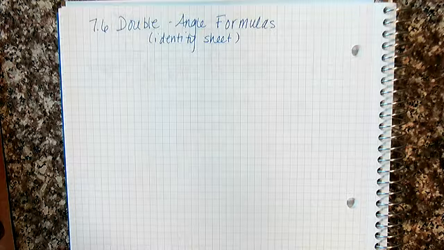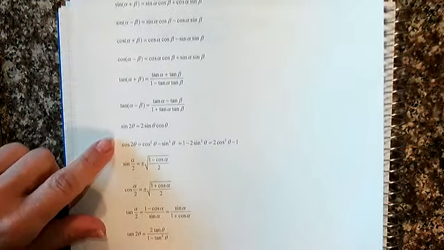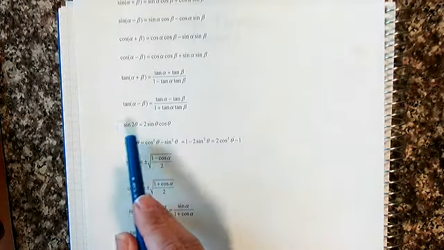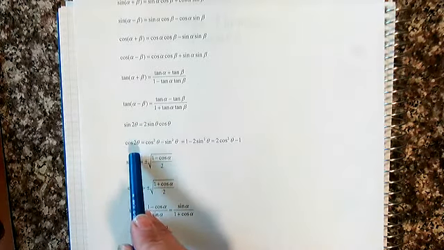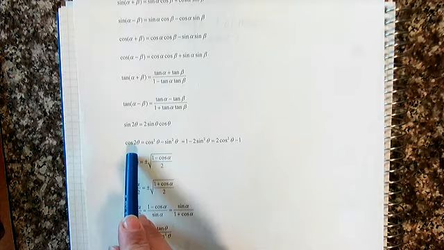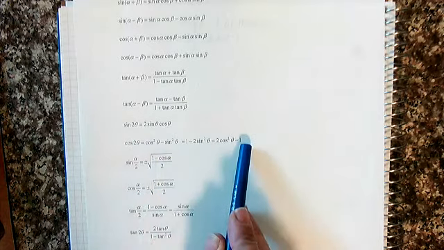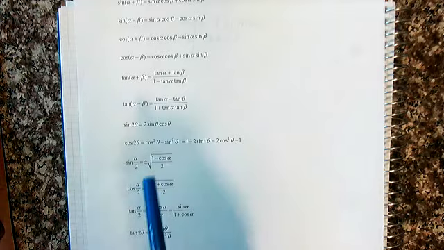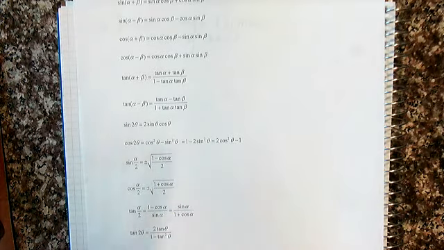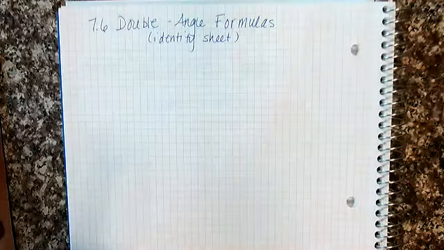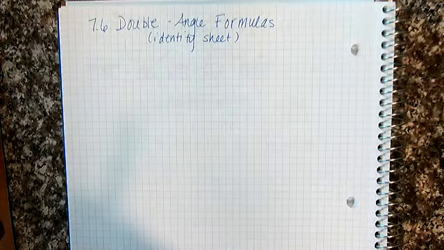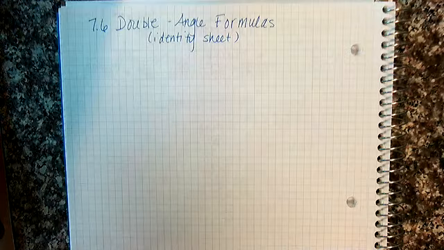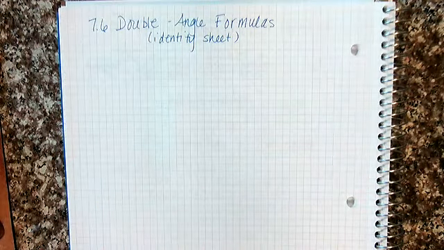You will need your identity sheet. Double angle formulas are going to be the ones that say the sine of 2 theta and the cosine of 2 theta. And notice that there are 3 versions of the cosine of 2 theta. So when we're doing identities, you can use any one of these 3. I consider most of this video to be a plug and chug, so you may not find it necessary to even watch. Here we go.